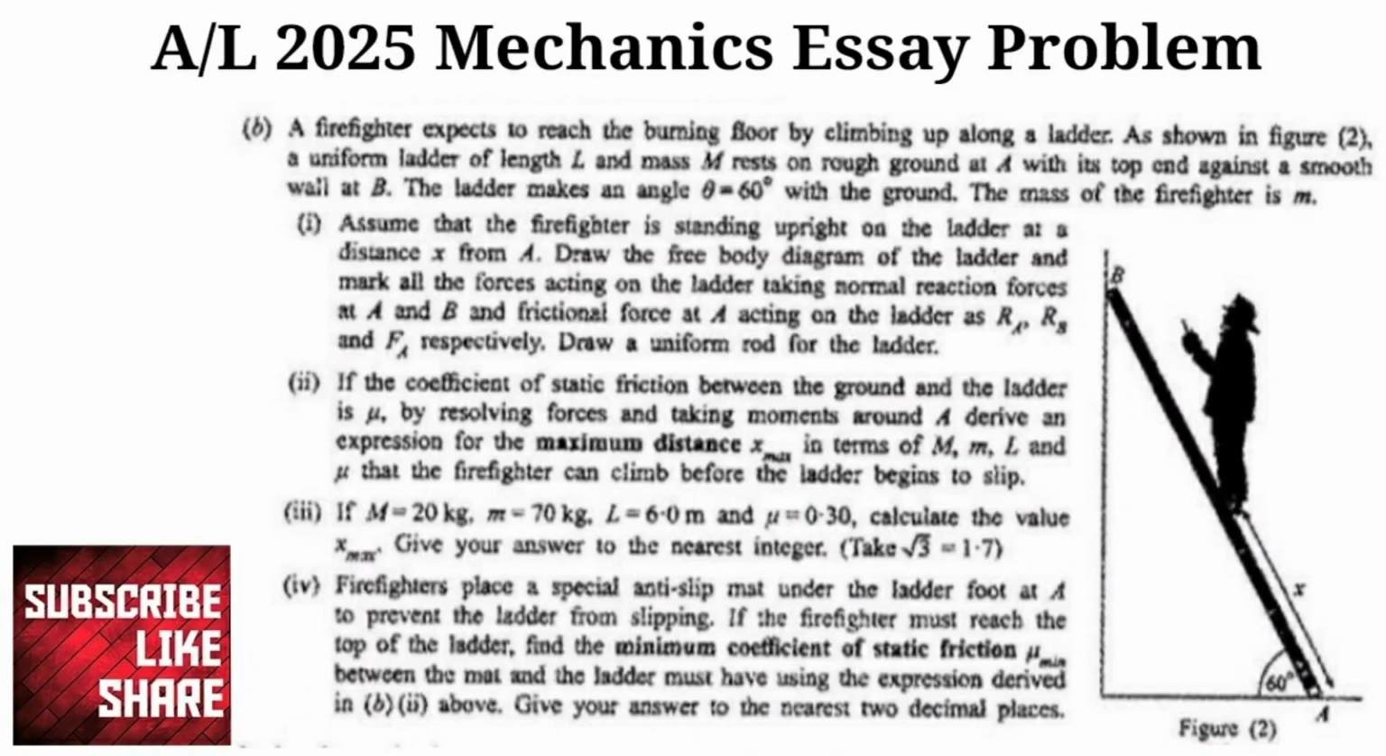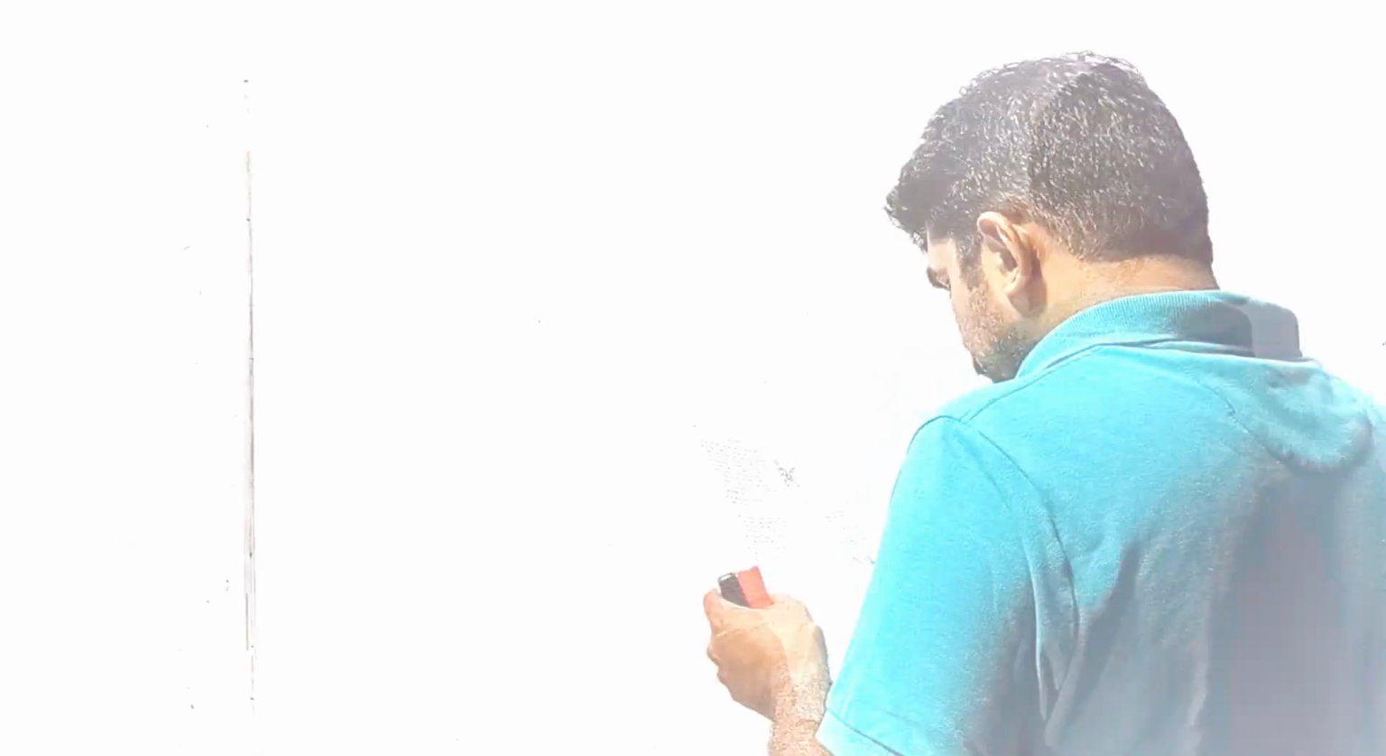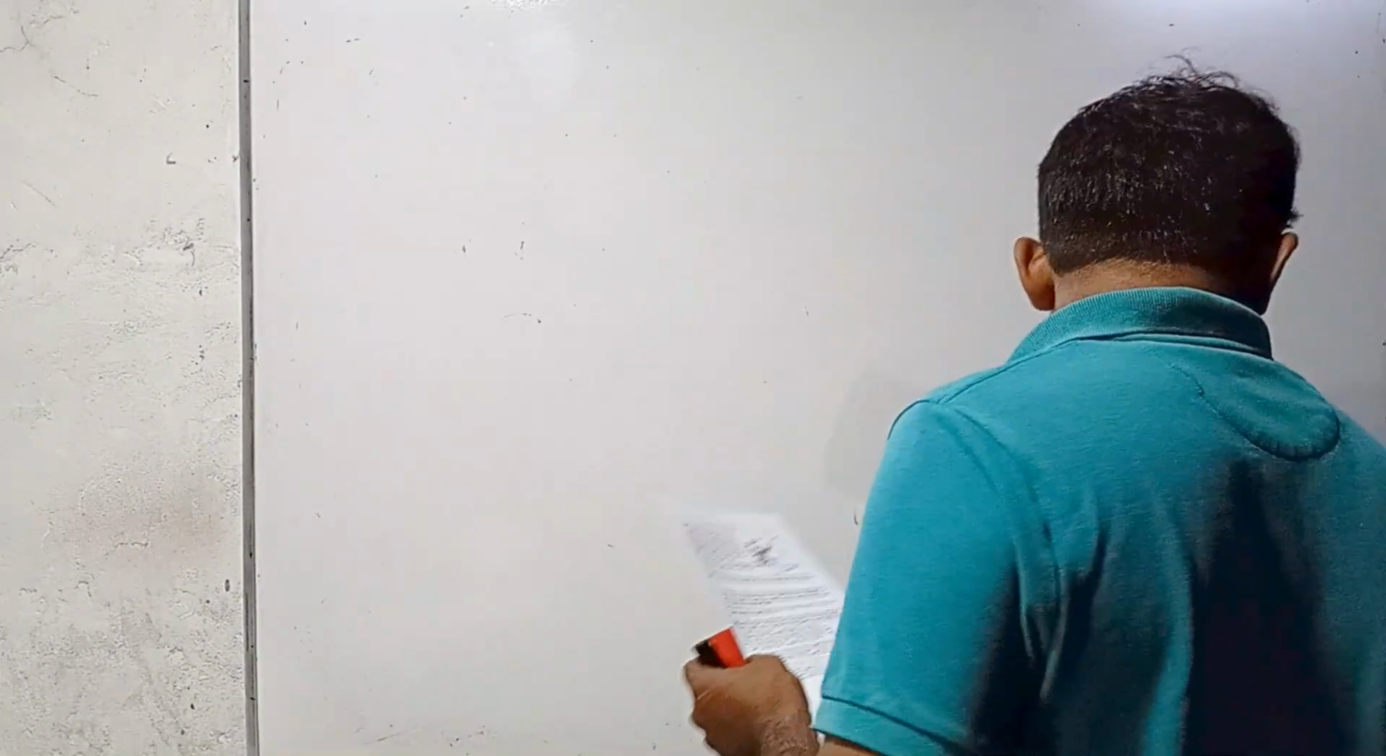In part 3, they have given values. If capital M equals 20 kilograms, simple M equals 70 kilograms, capital L equals 6 meters and mu value 0.3, calculate the value x max. Give your answer to the nearest integer. Take root 3 value as 1.7.